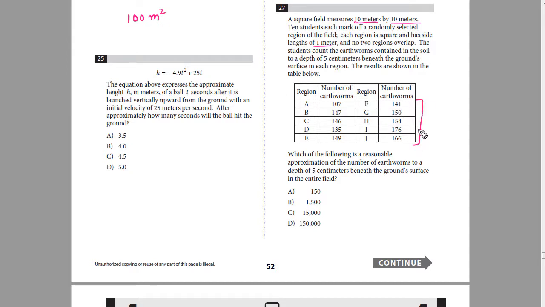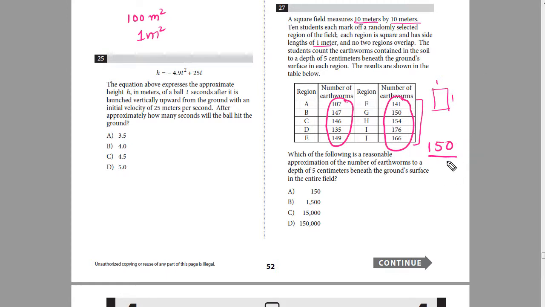These are the earthworms in a square of 1 meter by 1 meter. So the area of one square is 1 meter square. So in 1 meter square of area, the earthworms are on average, if we take the average of all of these numbers, that average will become around 150. Okay, so the average of all of these numbers will be approximately equal to 150. It could be more or less, but it will be like around 150.